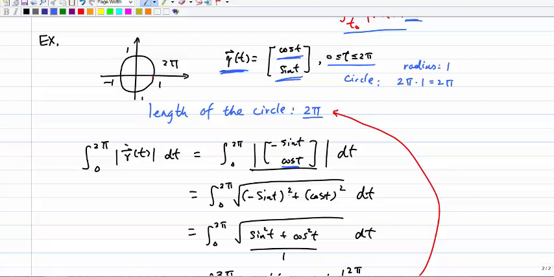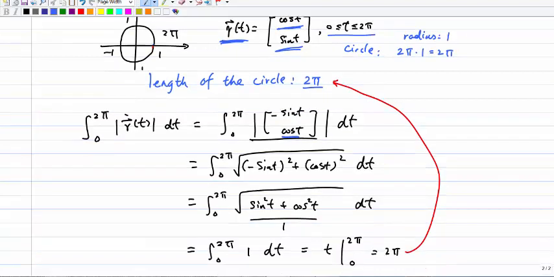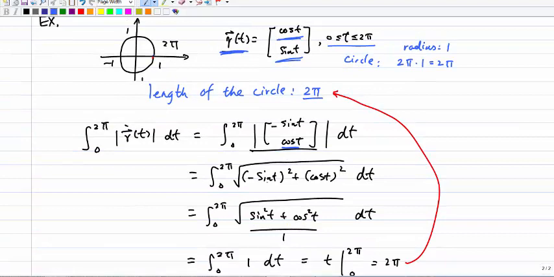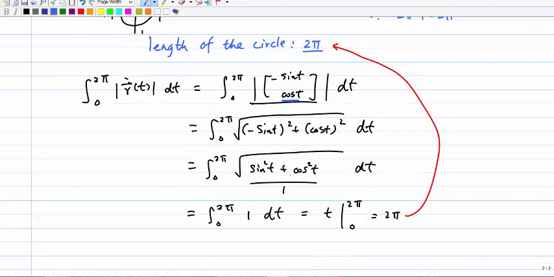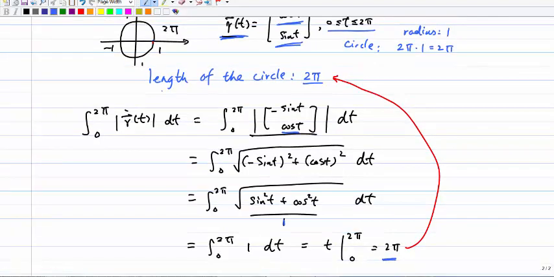So it's negative sine T squared plus cosine T squared. Sine squared T plus cosine squared T sums to 1, and taking the square root still gives you 1. So I have the integration from 0 to 2 pi of 1 dt. The integration of 1 dt evaluated from 0 to 2 pi gives us 2 pi, which is exactly the same as I computed.